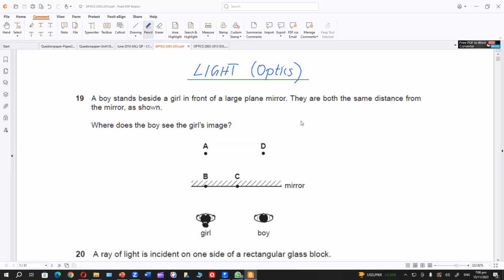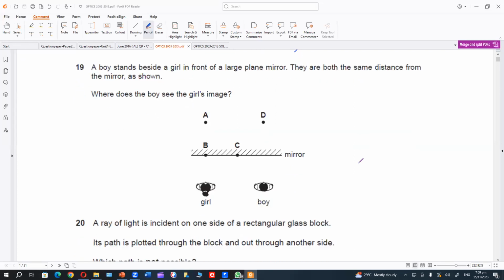Asad, what's your feedback? Is light coming in your school exam? Everything produces an image in front of it. So where does the boy see the girl's image? The girl is standing at this position. So the boy will see the image of the girl in front of the position of the girl. Image always comes where you are standing, in the location just in front of you. So what should be the answer of this first question? Read the first question.